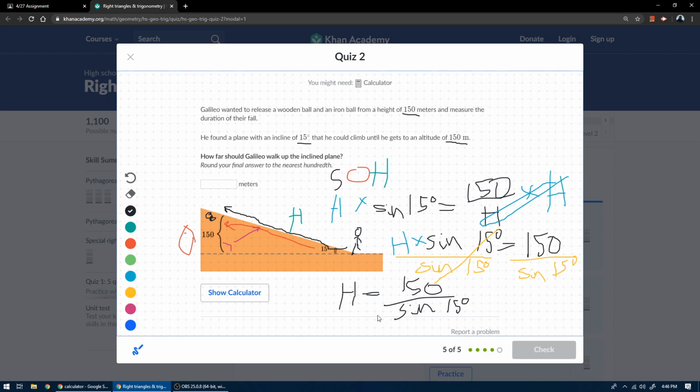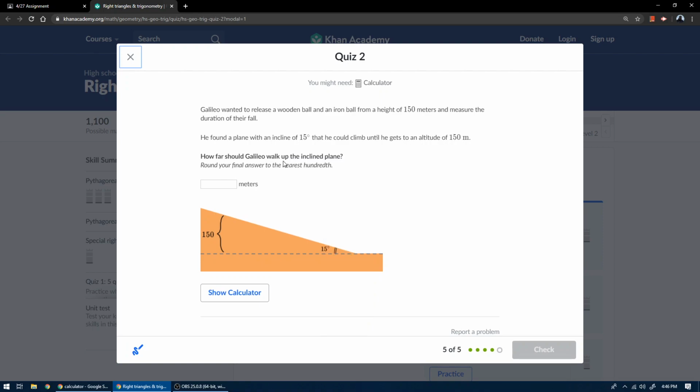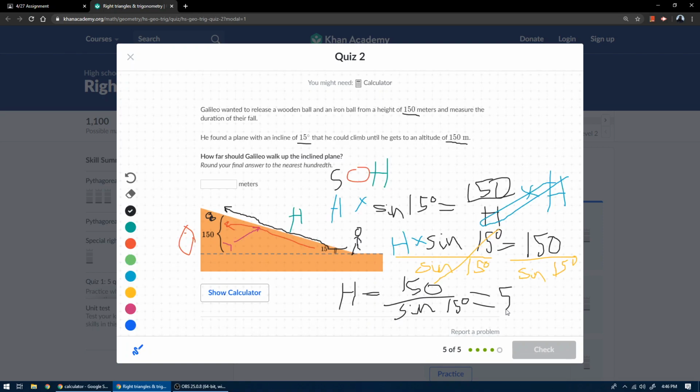That's what I have over here. So you see, I wanted h by itself, but it was being used in division, so I multiplied, then divided by sine of 15, and now it's by itself. Okay, so what's 150 divided by sine of 15 degrees? Division, not multiplication. That's about 579.56.